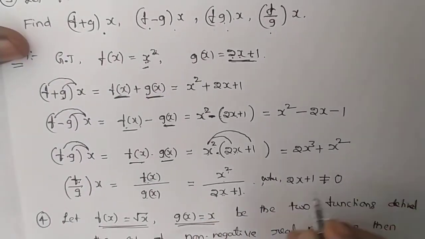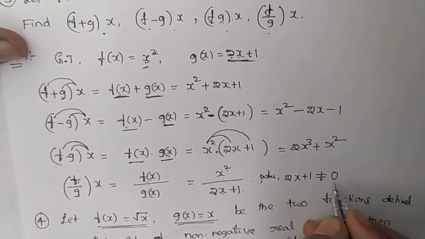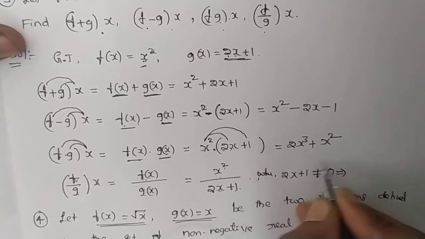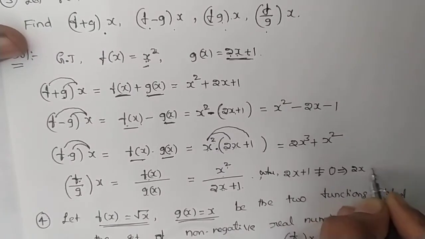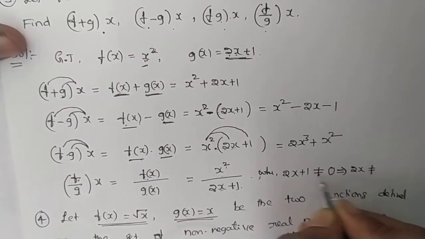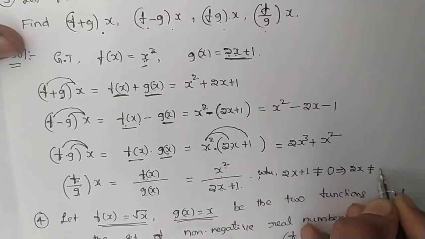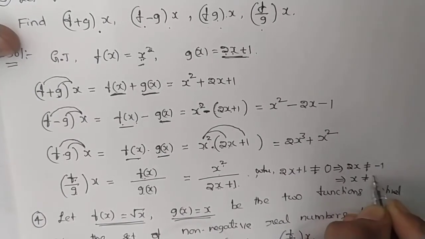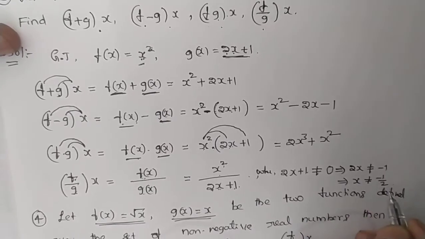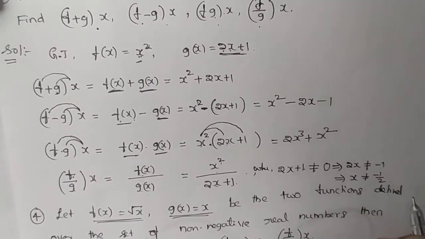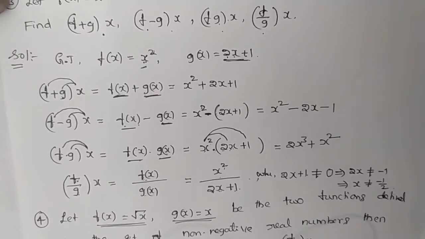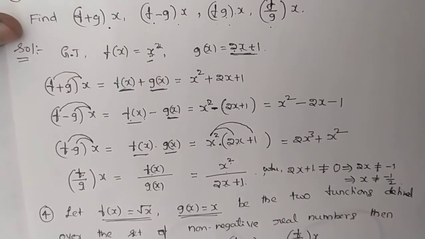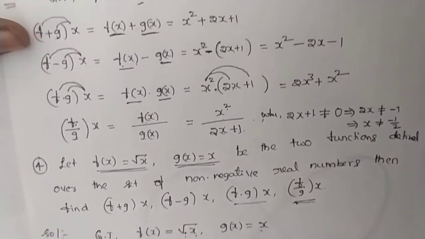Then if we send this plus 1 to the right, 2x is not equal to minus 1. Therefore x should not be equal to minus 1 by 2. Hence these are the problems for algebra of real functions.